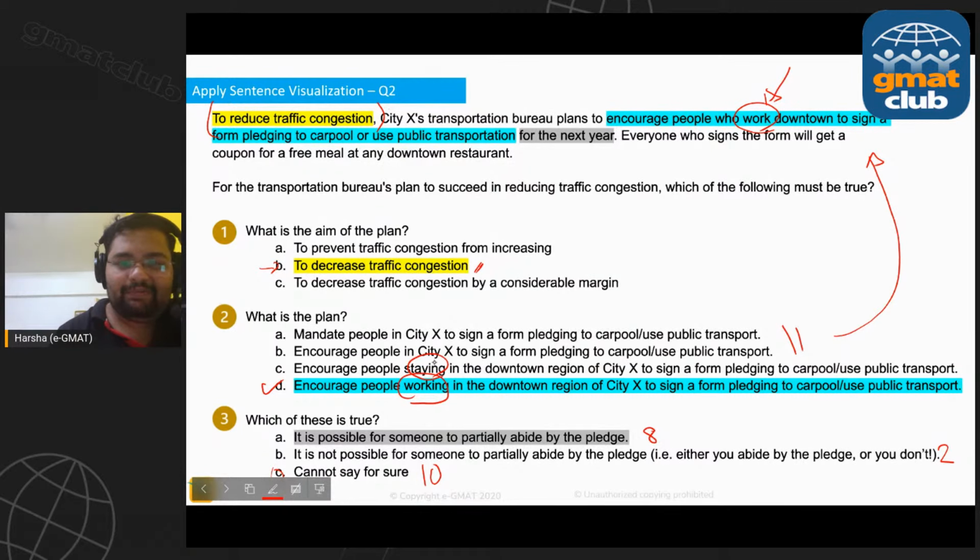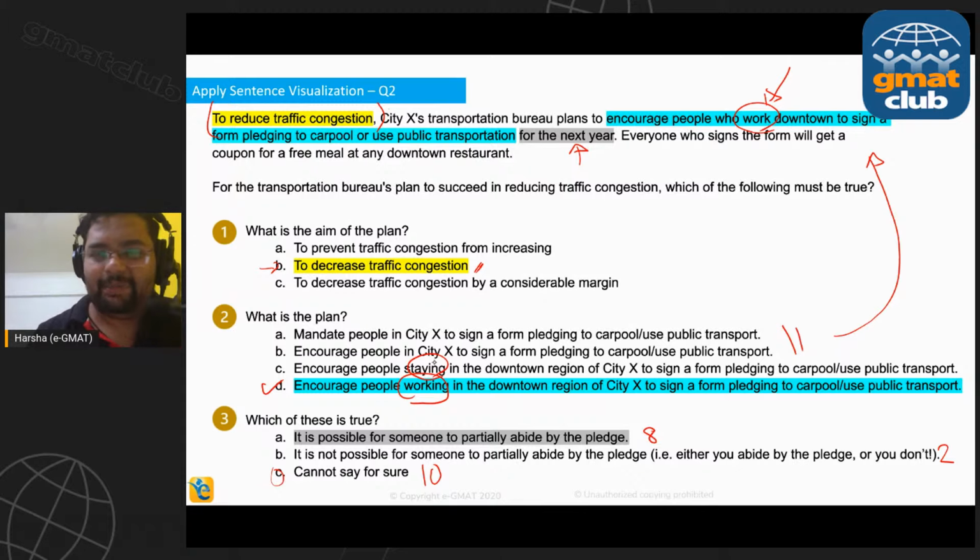It is possible for someone to partially abide by the pledge. Why? Your clarity about for the next year. When you say for the entire next year, the promise, what am I promising? If I sign this pledge, what am I promising? Hey, for the entire next year, I'm going to do carpooling or public transport. I won't use my own vehicle. A year has what, 365 days.